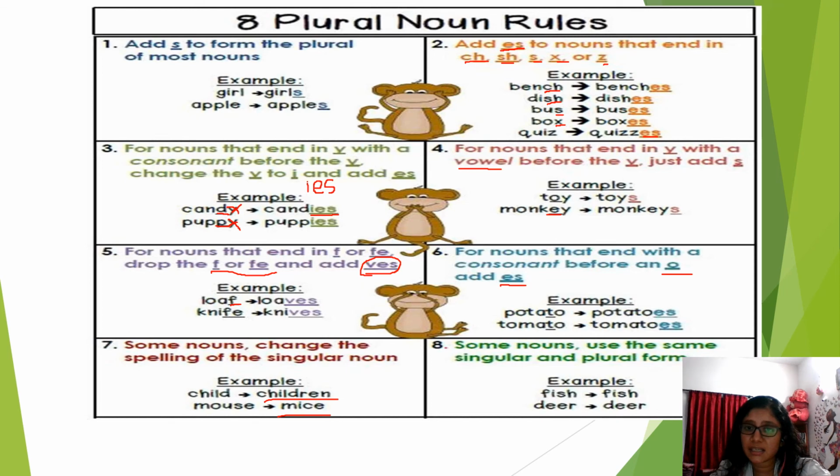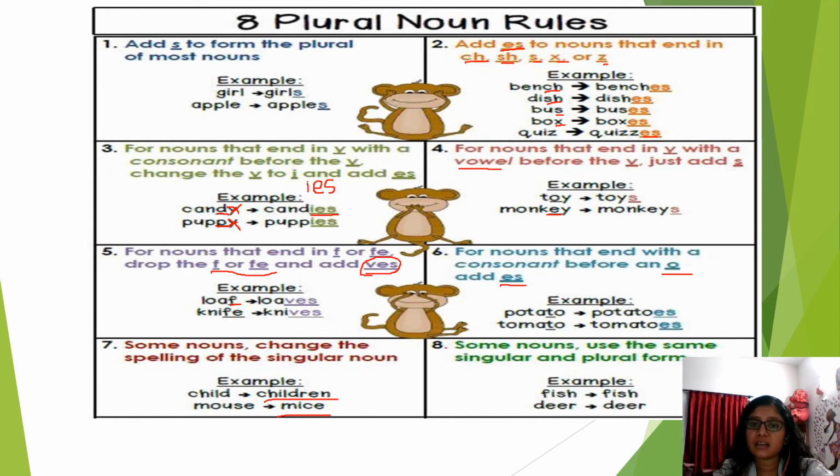Rule number 4 says that if a word is ending in y, but the letter before y was a vowel, then you don't have to replace that y, you just have to add s at the end. So keep this in mind. Rule number 3 and 4, please don't get confused with that. First, you should be very clear about what is a consonant and vowel. Next, rule number 5 says that if a noun is ending with F or FE, take that F or FE out and bring in VES. Replace that with VES.